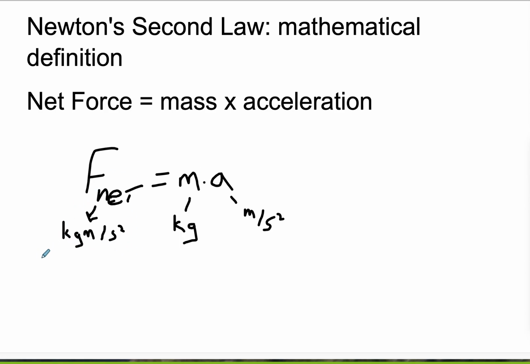Now, in metric, we're not going to use pounds. A kilogram meter per second squared is shortened into a Newton. So instead of writing kilogram meter per second squared, we'll write newtons, and we abbreviate that with a capital N. So the capital N is the abbreviation for newtons, and newtons is force. It's the metric equivalent of pounds.